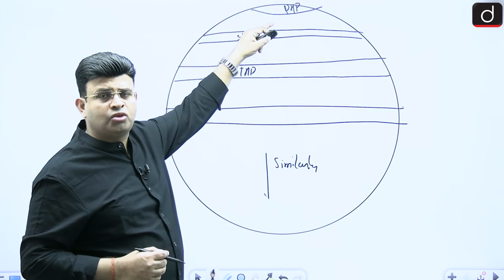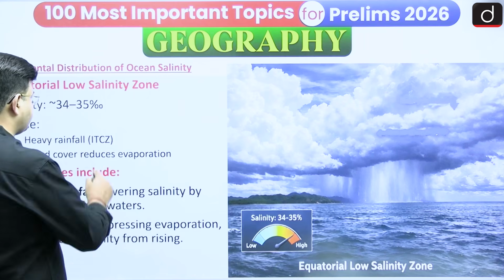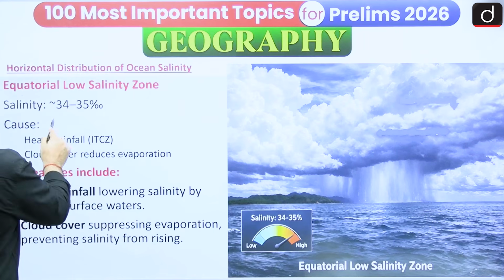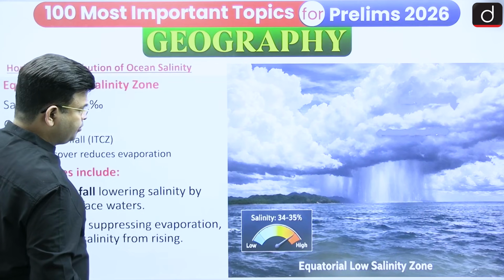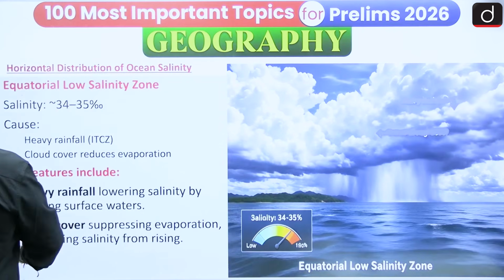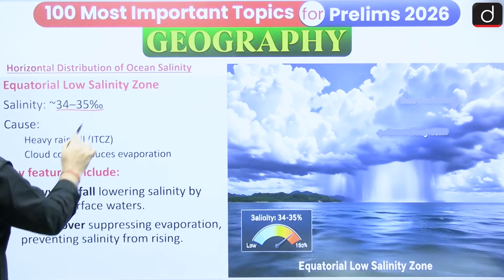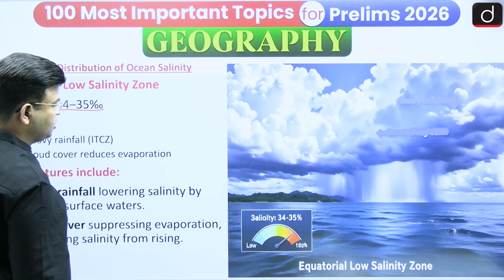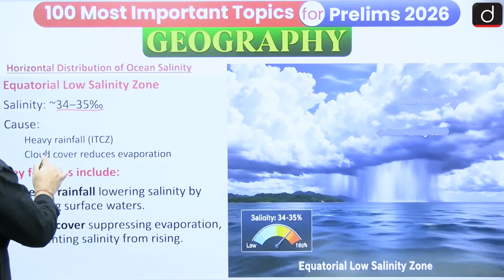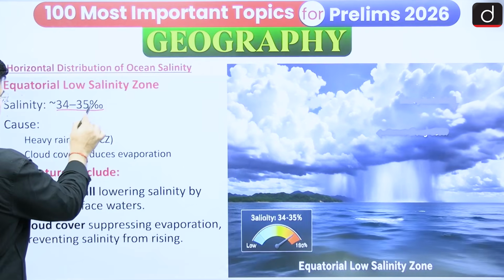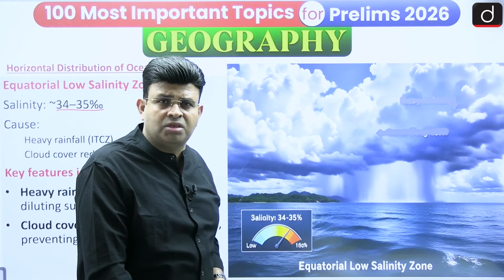In this region we show our horizontal distribution of salinity, and here the salinity is around 34 to 35 parts per thousand. How much is the salinity? 34 to 35 parts per thousand. It is less than the average salinity of the ocean.